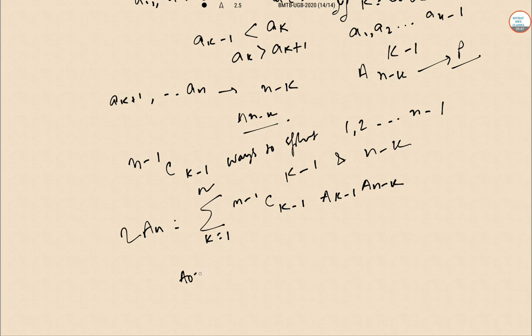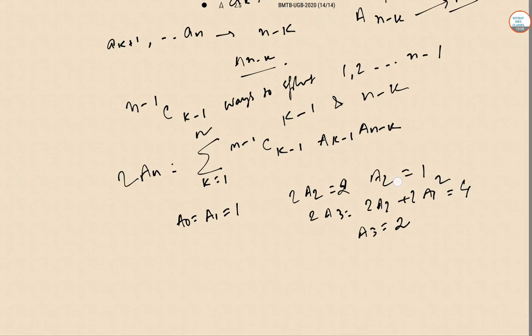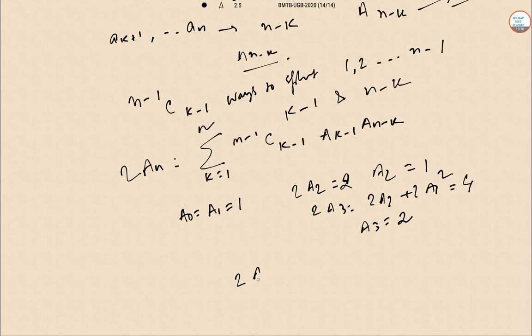Since a0 equal to a1 equal to 1, we compute that 2a2 equals 2, so a2 is 1. And 2a3 is 2a2 plus 2a1 squared. So a3 from this will give you 2. So this was 4. Okay. Similarly, 2a4 equals 2a3 plus 6a1 times a2. That is equal to 10. Putting these values will give you 5.